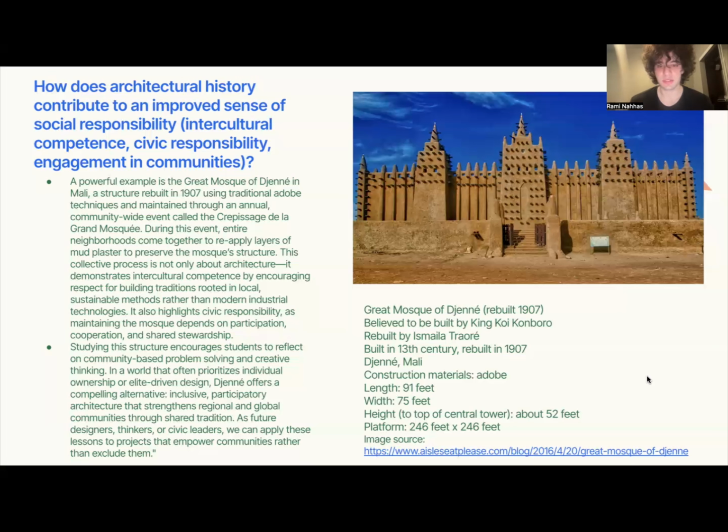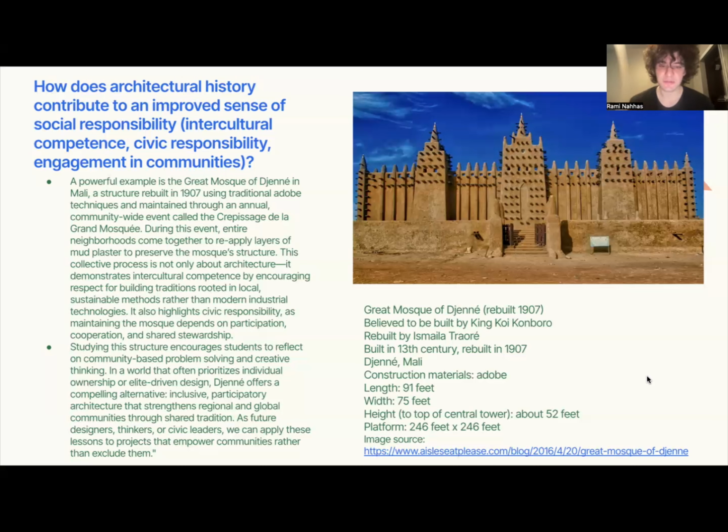So the construction materials are purely adobe, which is mud brick. It is located in Jenne, Mali. The dimensions: the length is 91 feet, the width is 75 feet, and it sits on this platform that you can see to keep it safe from the regional flooding.